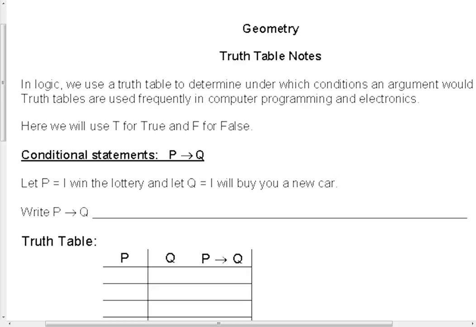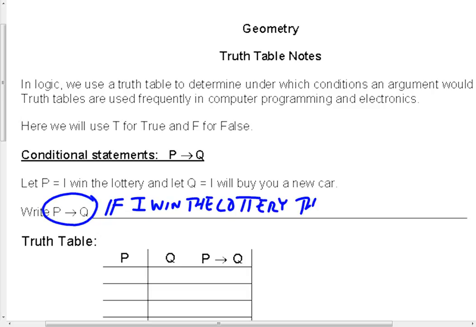If I underline something, write something, you write it. What does that symbol mean? Conditional statement. Conditional statement. So if I win the lottery, then I will buy all of you a new car.